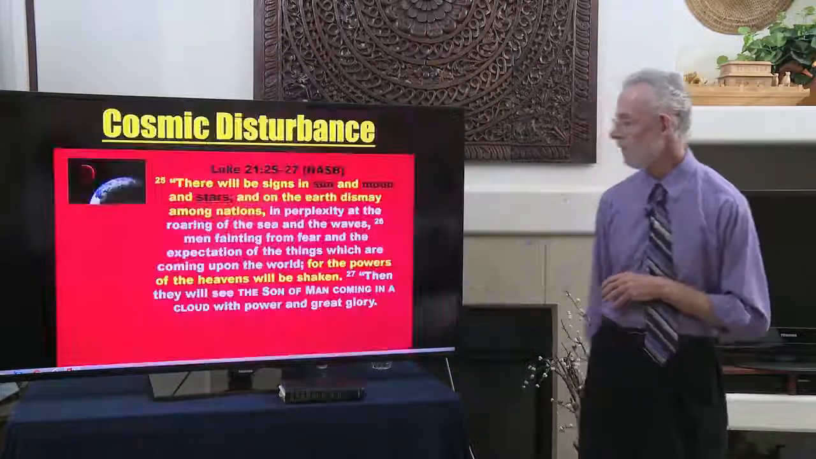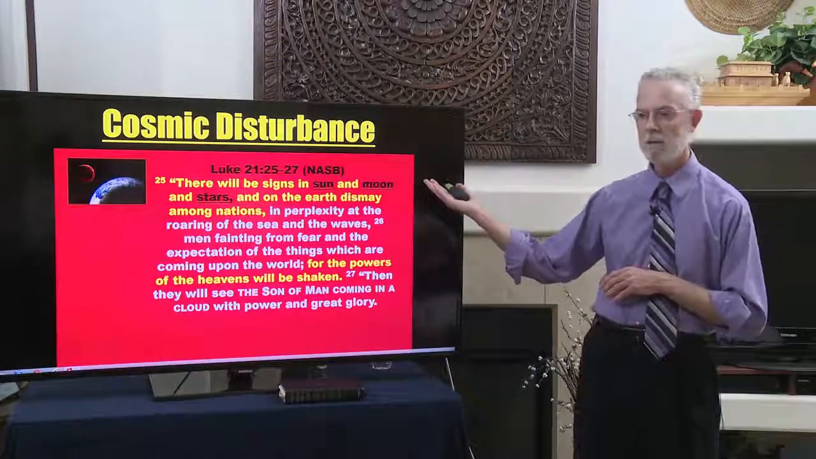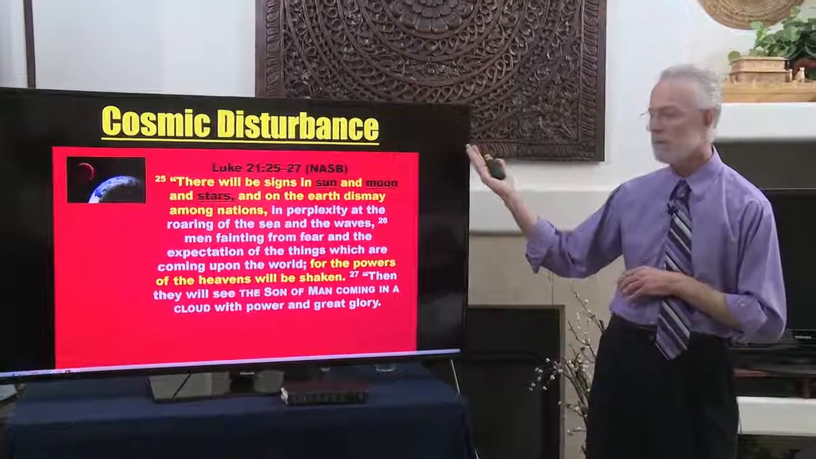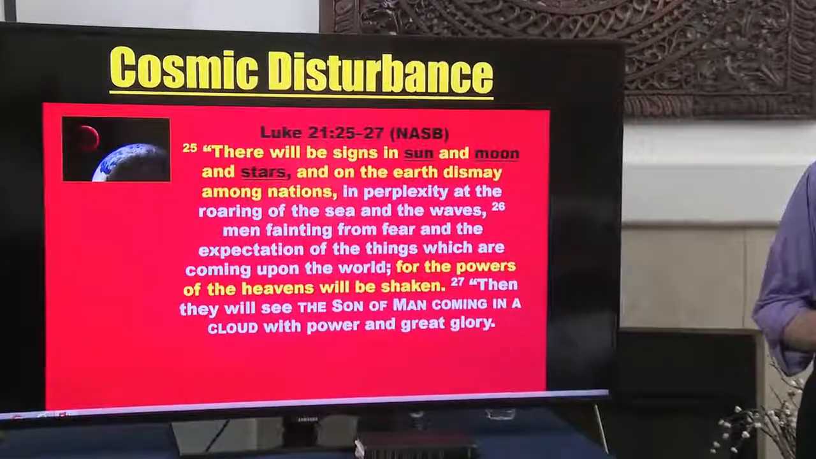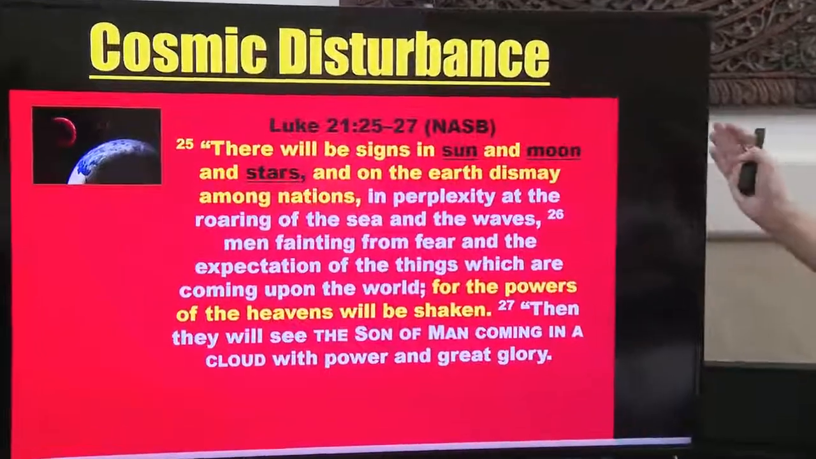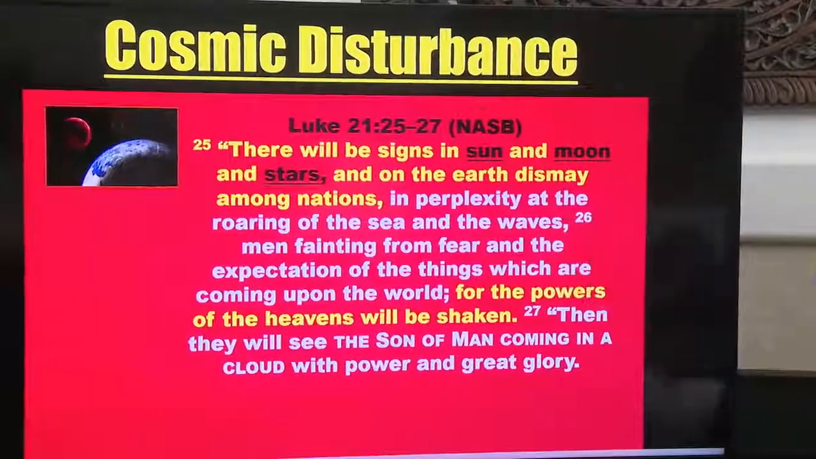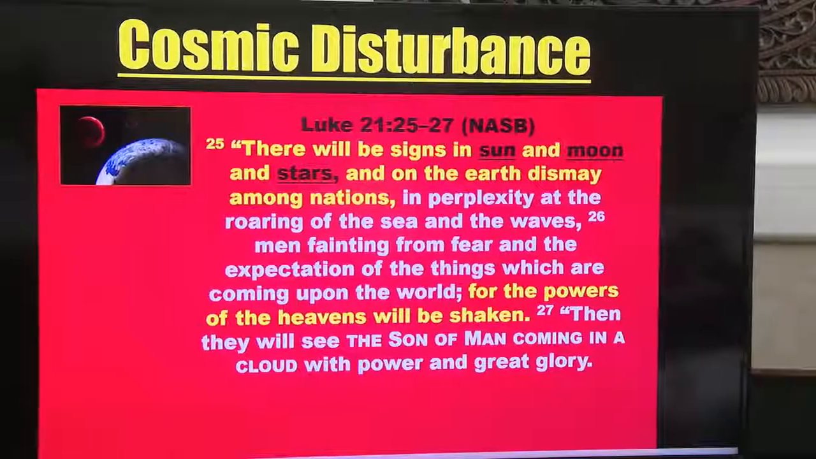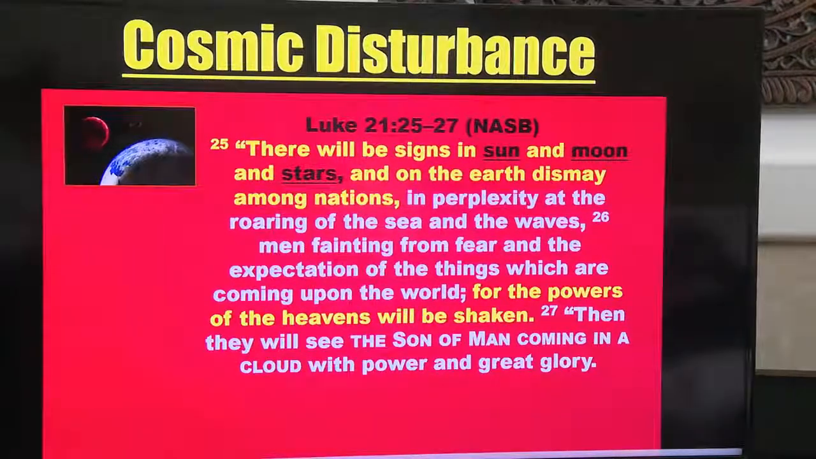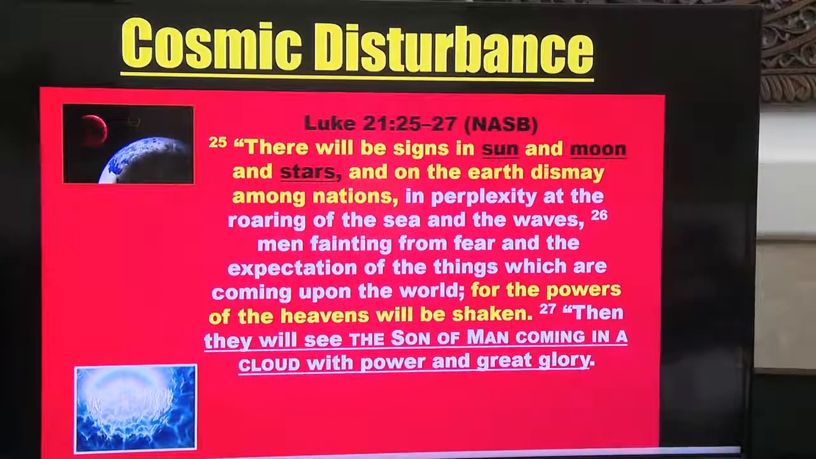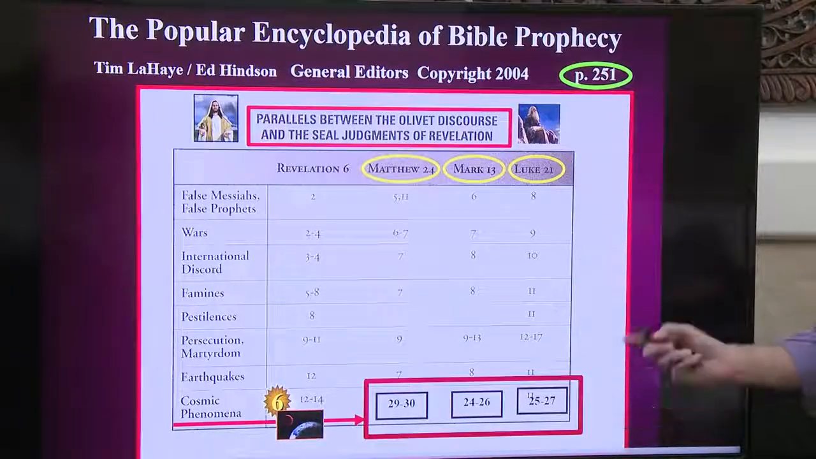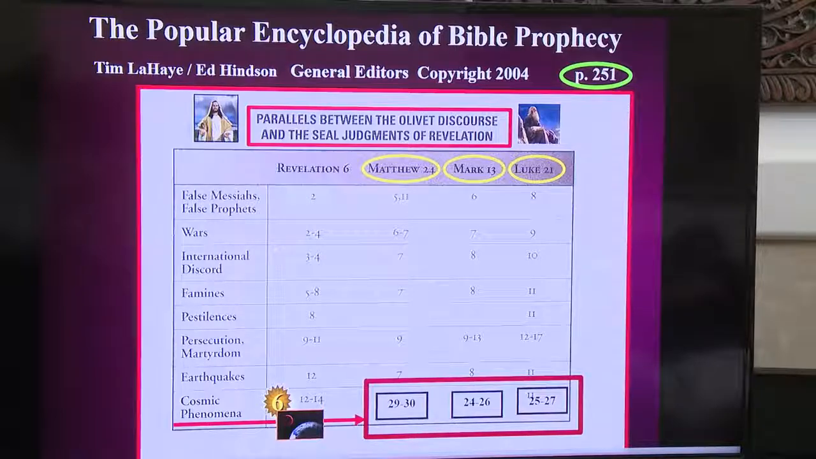Well, let's go look at 25 through 27. There will be signs in the sun, moon, and stars, and on the earth dismay among nations and perplexity at the roaring of the sea and the waves. Men will be fainting from fear and expectation of the things which are coming upon the world, for the powers of the heavens will be shaken. Looks like we've got some cosmic phenomena here. Then they will see the Son of Man coming on the clouds with power and great glory. All of those were left off the chart?